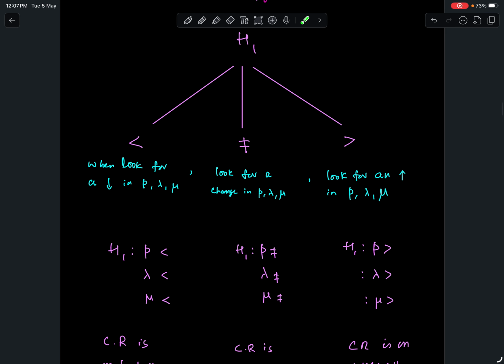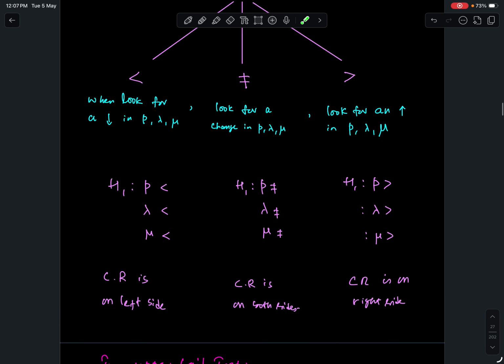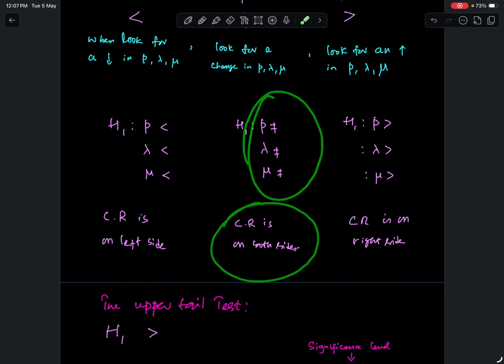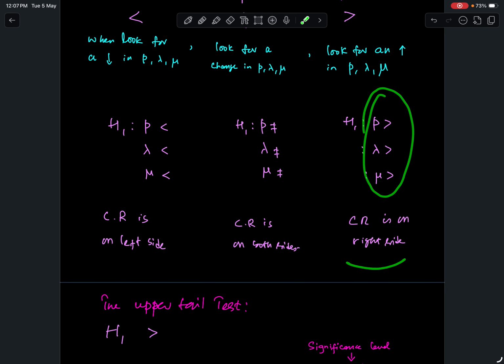H1. H1 has three signs: lesser, not equal, or greater. The lesser sign means we look for a decrease in P, lambda or mu. The not equal sign means we look for a change in P, lambda or mu. The greater sign means we look for an increase in P, lambda or mu. Here the critical region is on the left side. Critical region is on both sides. And for this case the critical region is on the right side.